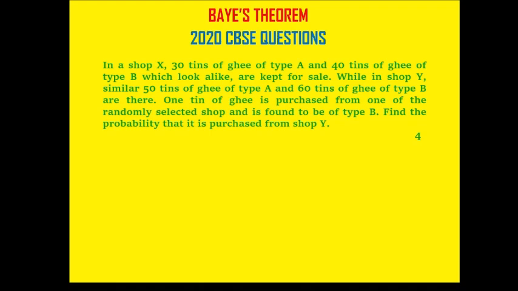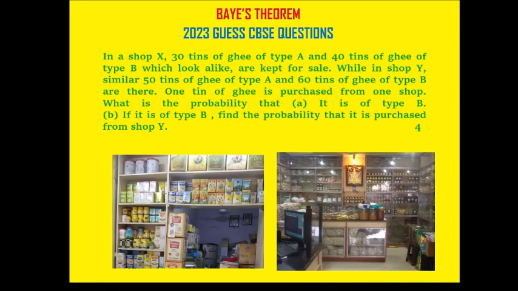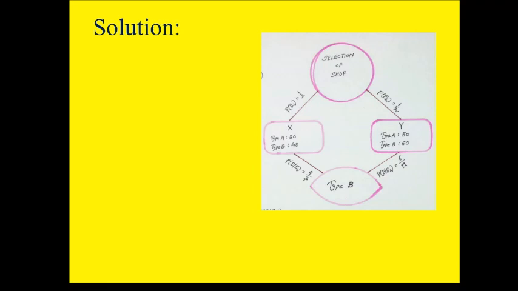Suppose the same question, or I would like to say a similar question, would come in 2023. Then the question will be accompanied by some pictures like this, shop X and shop Y, and this question will be broken down into two parts. In first part A, they will ask what is the probability that it is of type B, that is the application of total probability, and the second part may be the application of Bayes' theorem. If it is of type B, find the probability that it is purchased from shop Y. So let us look at the solution.